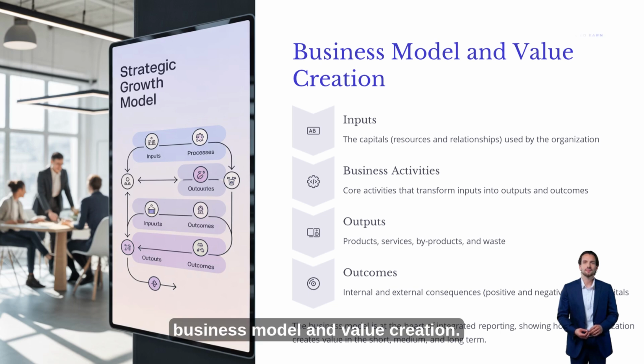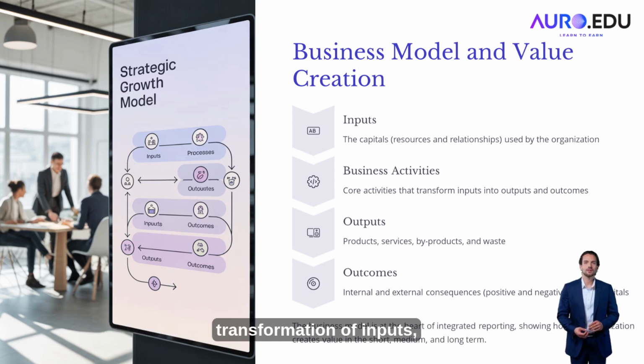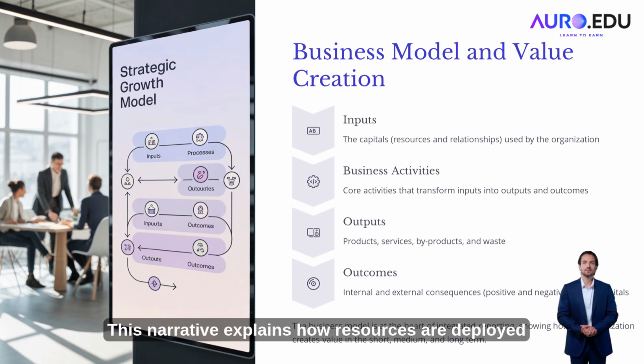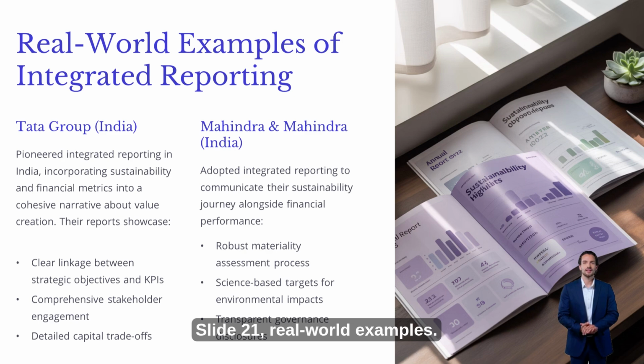Slide 20. Business model and value creation. An integrated report illustrates the business model's transformation of inputs, the six capitals, into outputs, products, services, byproducts, waste, and outcomes, impacts on capitals. This narrative explains how resources are deployed to generate sustainable value for stakeholders over short, medium, and long-term horizons.